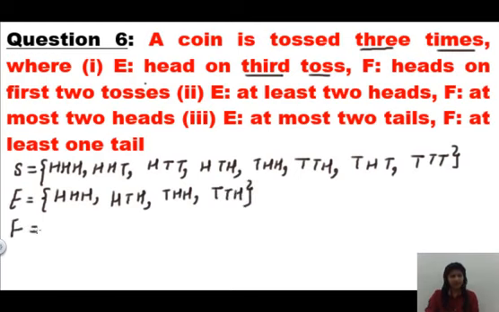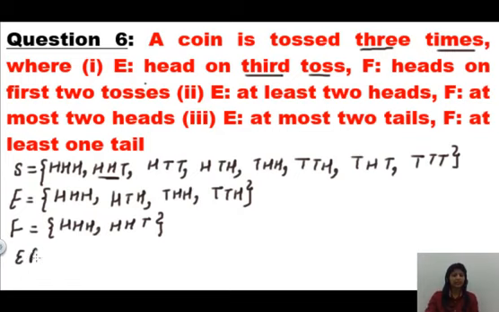Now let us write F. In F, what do we have? They are mentioning the F event as heads on the first 2 tosses. You should have heads on the first 2 tosses. In the third one, you can have either a head or a tail. So I see it is head, head, head. Then head, head, tail. So these are the 2 that will come up in F. There is no other outcome with 2 heads in the first 2 places, as you can see very carefully.